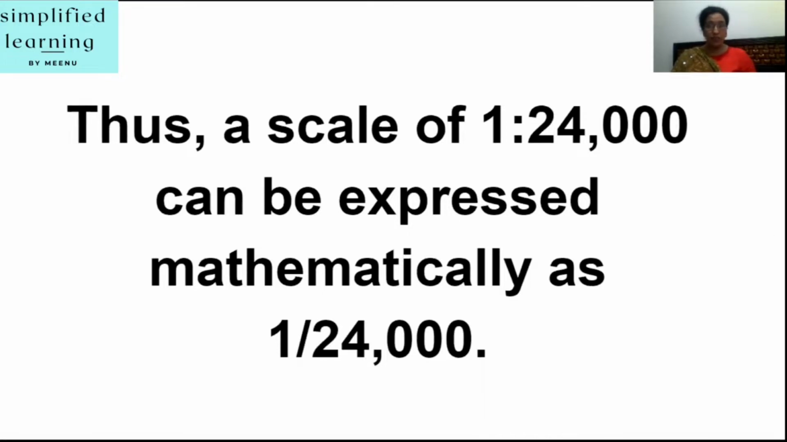Okay, in the statement scale, both sides' units are different. For the map we are using the small unit and for the ground or land we are using a larger unit. But here we are taking it in the form of a fraction. So 1 and 24,000, both these numbers should have the same unit. So it means 1 centimeter on the map represents 24,000 centimeters on the ground. Clear? So we have covered 3 different types of scales. They were verbal scale, linear scale, and representative fraction.